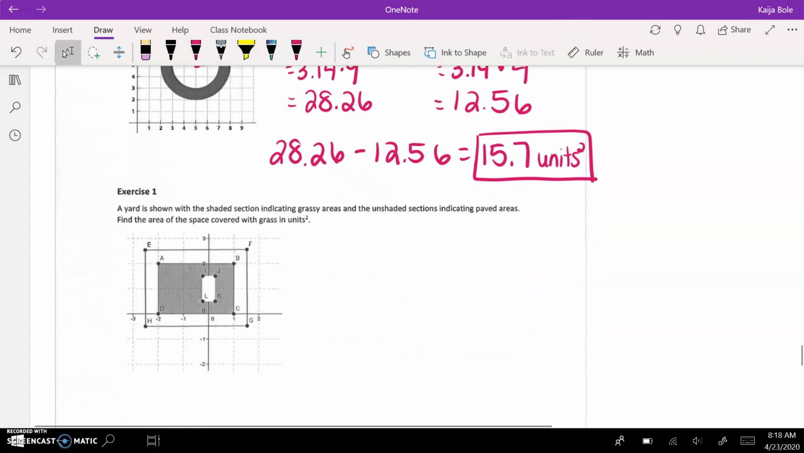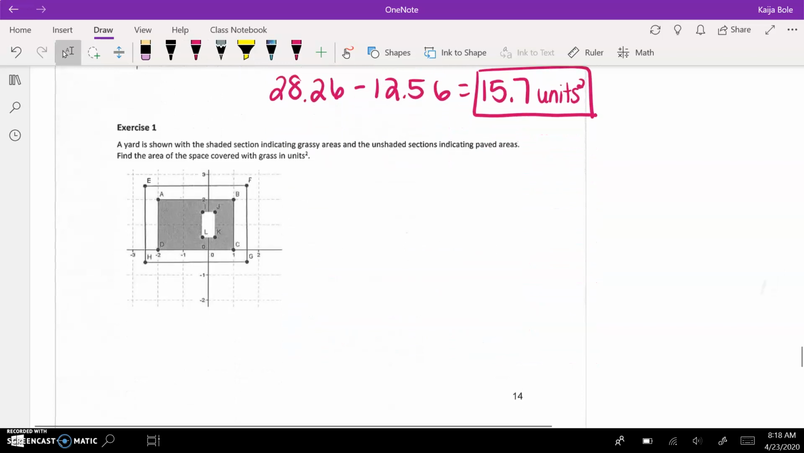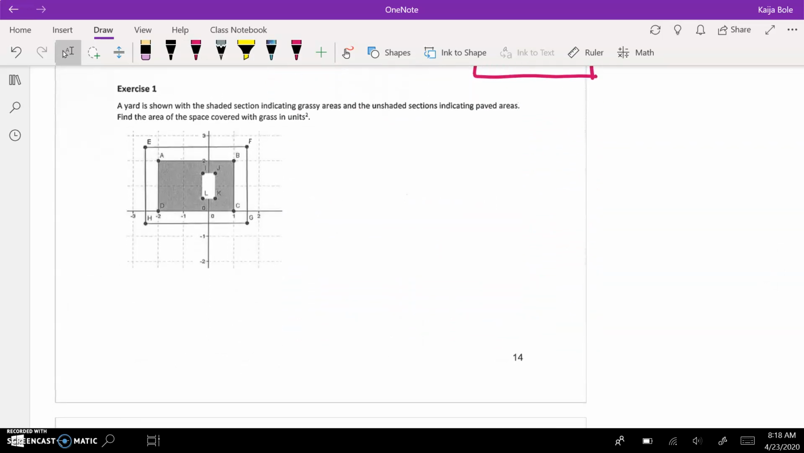Okay? Number 2 is also very similar. It says a yard is shown with the shaded section indicating grassy areas and unshaded sections indicating paved areas. Find the area of the space covered with grass in square units. So we want the space covered with grass, which is the shaded region.